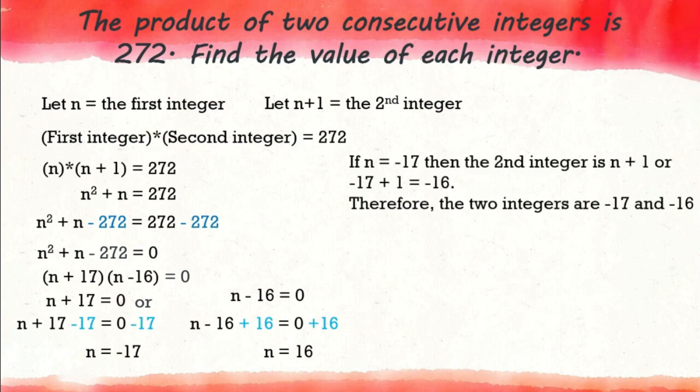So if n is negative 17, then the second integer is n plus 1, or negative 17 plus 1 equals negative 16.